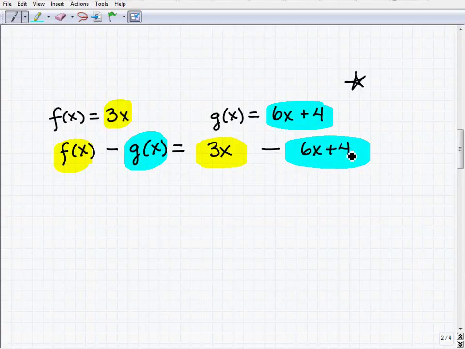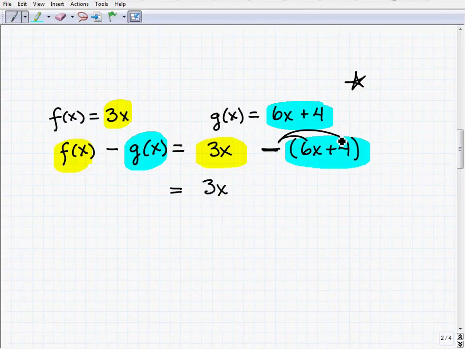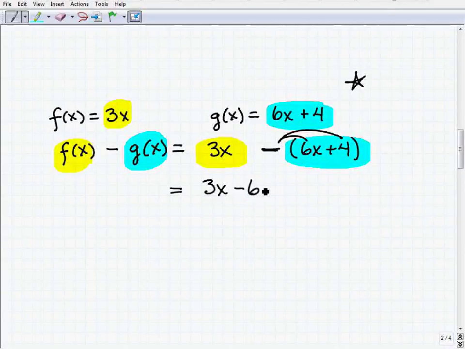Now, if you wrote your problem just like this, this would be incorrect. Okay, what you have to do, and this is the same thing as when you're dealing with polynomials, you have to group what you're going to be subtracting. All right, now why is that? Okay, you must have parentheses. Well, it's because you have to distribute this negative sign, this difference operator, to both terms. Okay, so this is going to be 3x minus 6x minus 4.